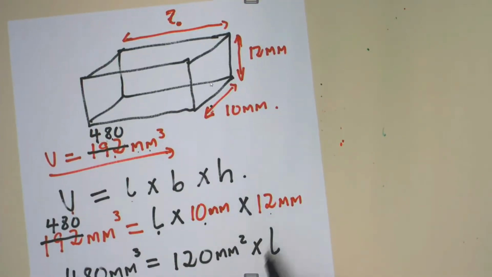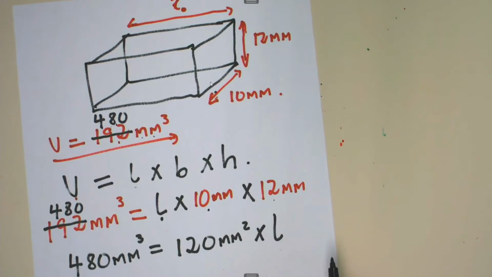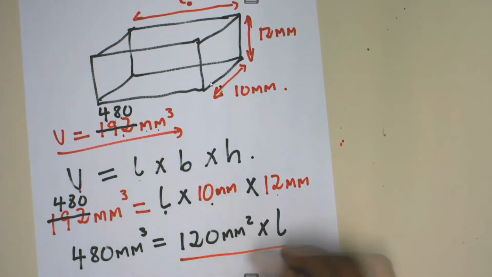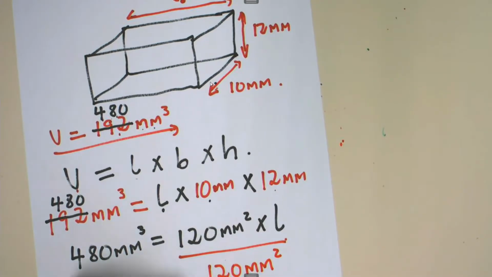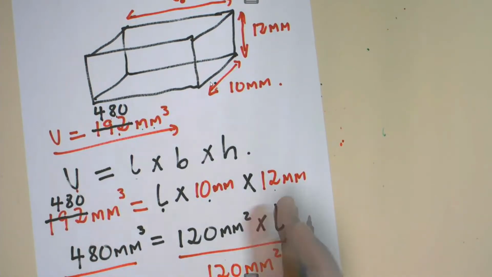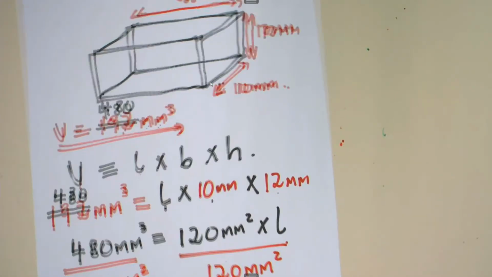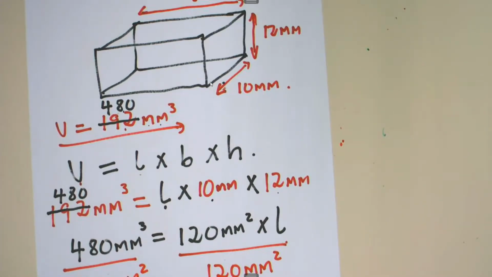Now have a look at here. It's multiplication. What is the opposite sign for multiplication? Definitely division. So I am going to say, okay, this side I will divide it by 120 millimeter cubed, and this side also, what you do on the right hand side, it must be done on the left hand side. 120 millimeter cubed.